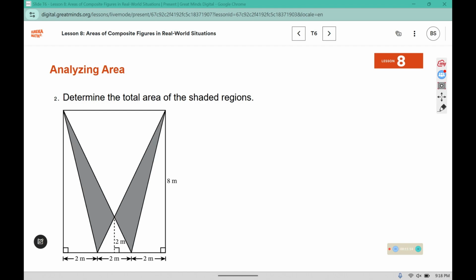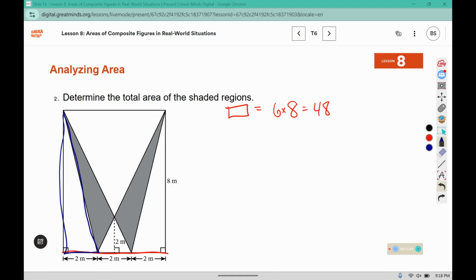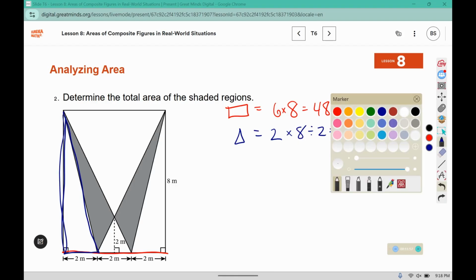Determine the total area of the shaded regions. We can find the area of the whole outer rectangle and then get rid of the 4 triangles that are not shaded. This outer rectangle has a width of 6 and a height of 8. Then I have a blue triangle here. It has a base of 2 and a height of 8. But it's a triangle, so we have to divide by 2. 2 times 8 is 16. 16 divided by 2 is 8.